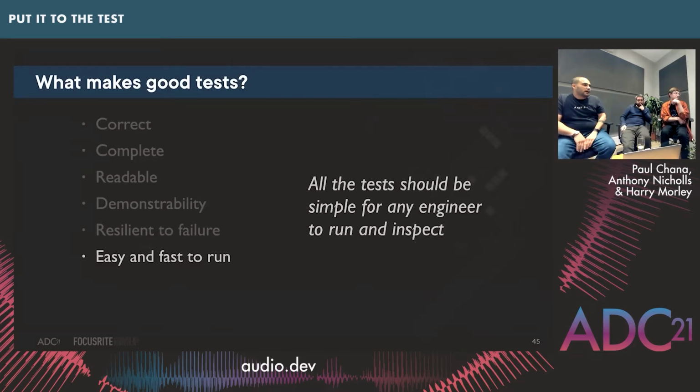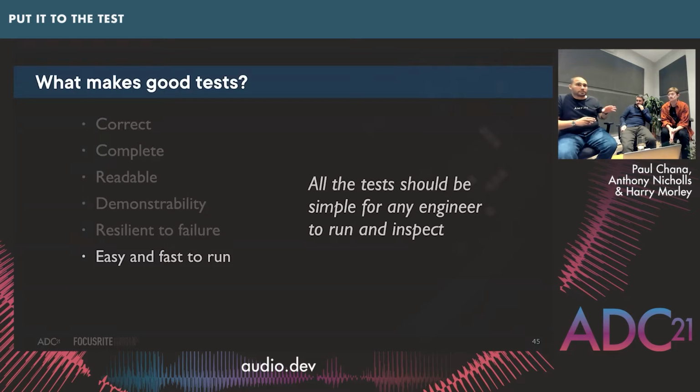Easy and fast to run. This one is, I think, one of the biggest things about introducing a testing culture. So if you want to bring a testing culture to your team, make the tests easy to run, fast to run from start to completion. The other thing is make it easy for engineers to add new tests. If an engineer has to understand 50 layers of code, if they have to look at documentation every time they're trying to write a test, if it takes 4 hours to run your tests, the engineers are going to stop.